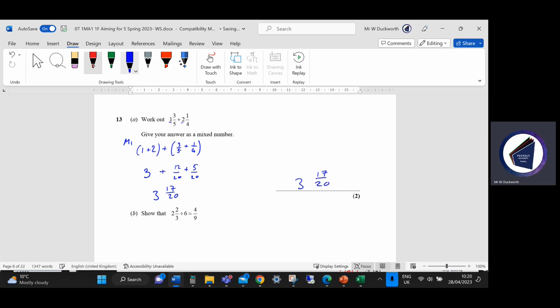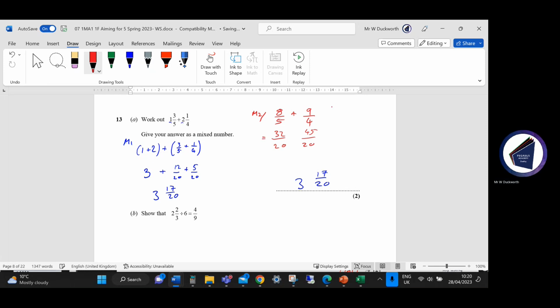The second method is to convert them both to being improper fractions. So the first one would be 1 times 5 is 5, plus 3 is 8, so 8 over 5. And we would need to add on 2 times 4 is 8, plus 1 is 9 over 4. Then I convert them both to being fractions over 20. So 8 times by 4 is 32. 9 times by 5 is 45. Adding them together, I'm running out of space, I'll move it up here.